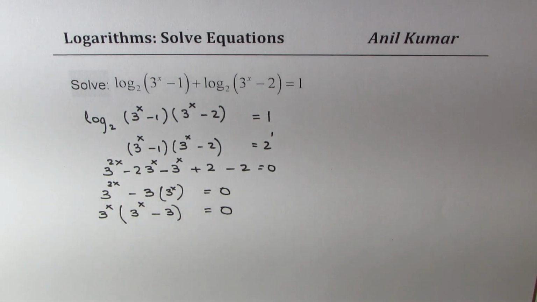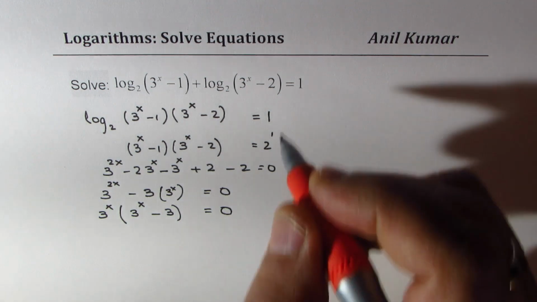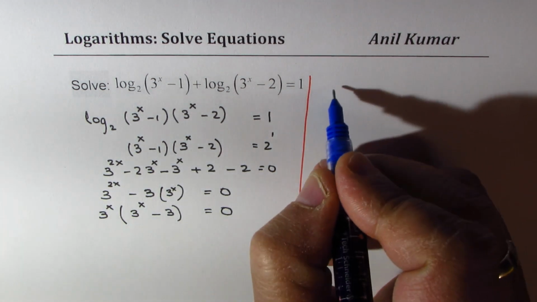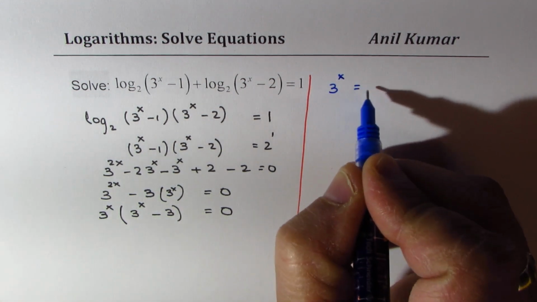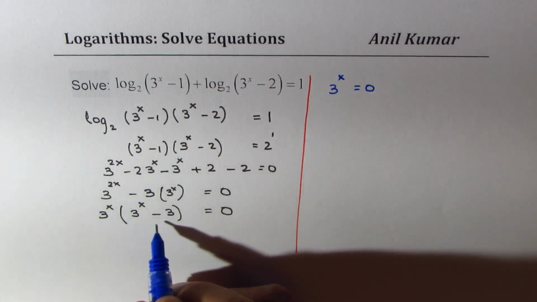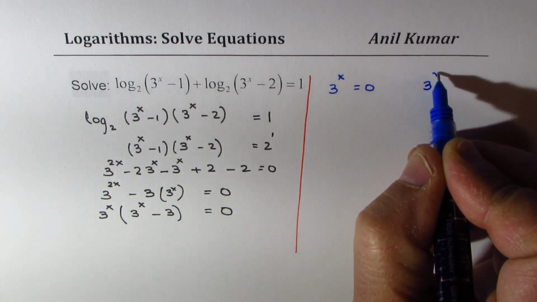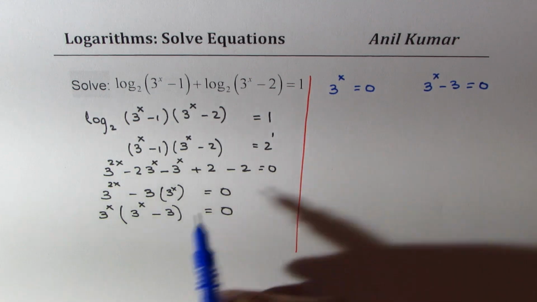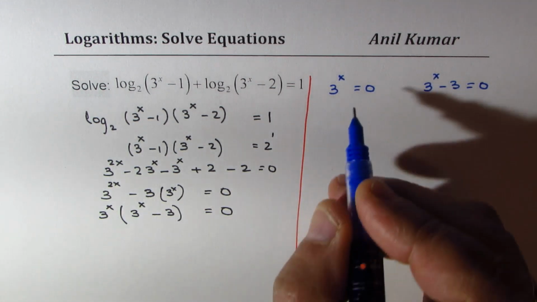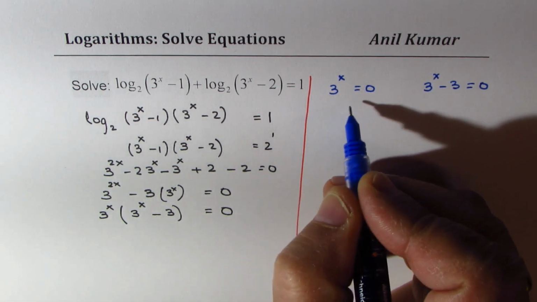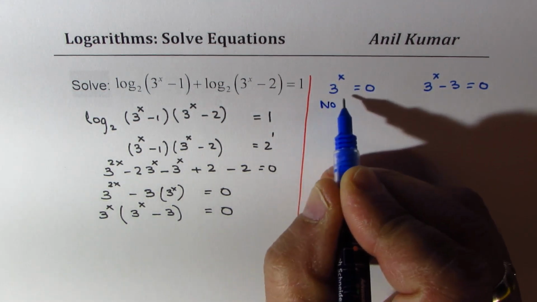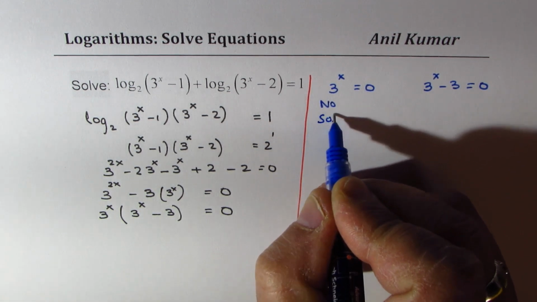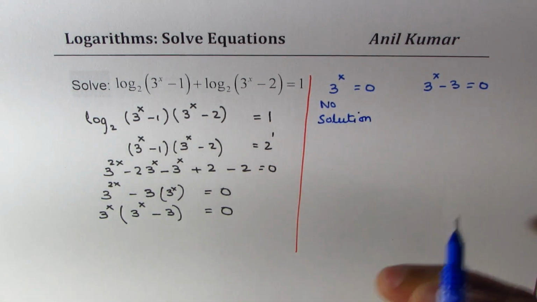Now in this equation, each factor could be equal to 0. So we get a solution for 3 to the power of x equals to 0, and we do have a solution here for 3 to the power of x minus 3 equals to 0. Now 3 to the power of x equals to 0 is no solution, right? So here we do not get any solution, because exponential functions will only approach 0. They are never 0, right? They are greater than 0.